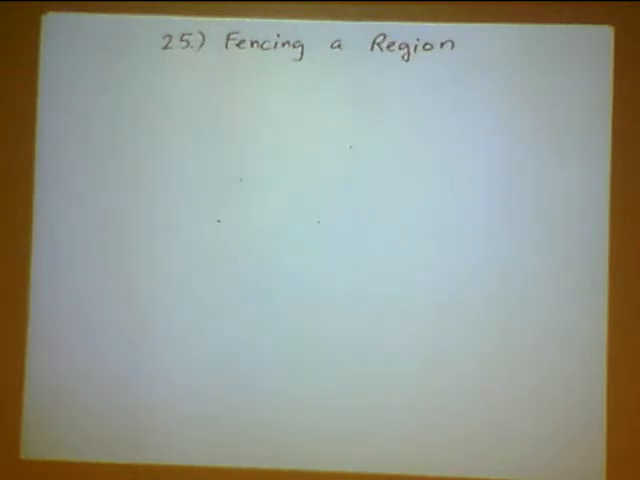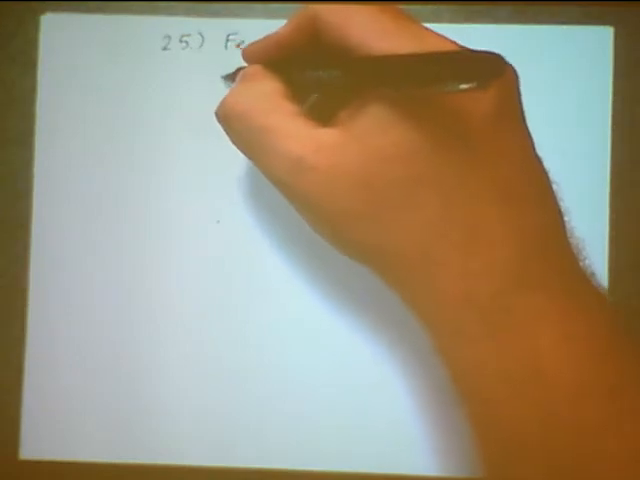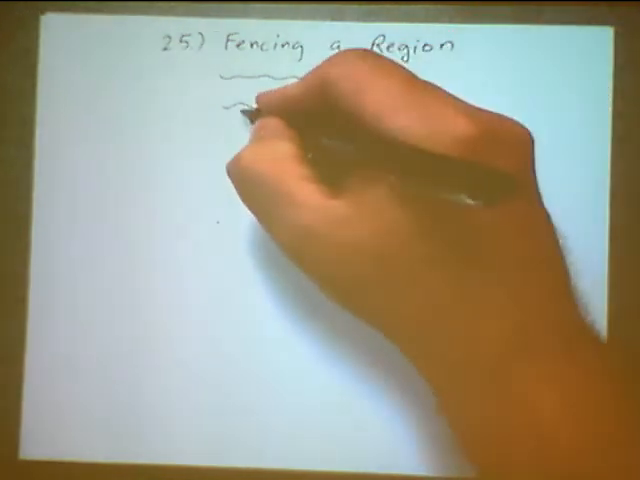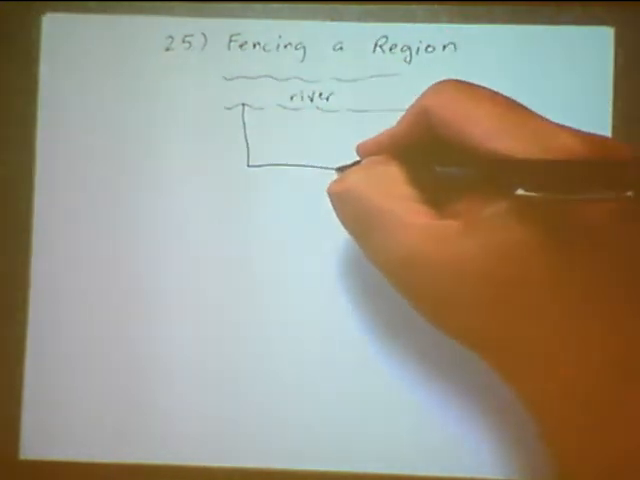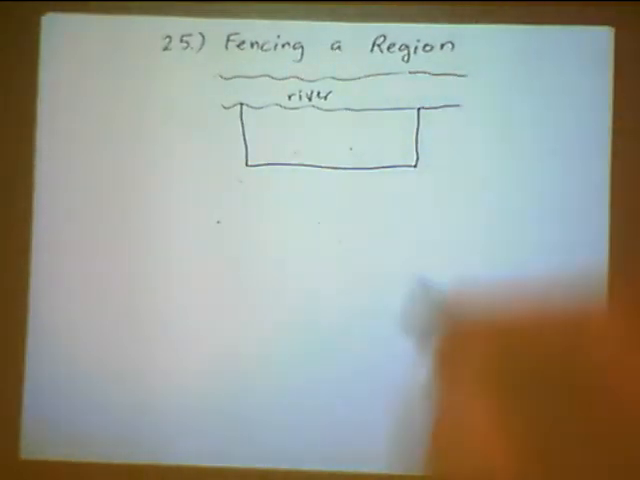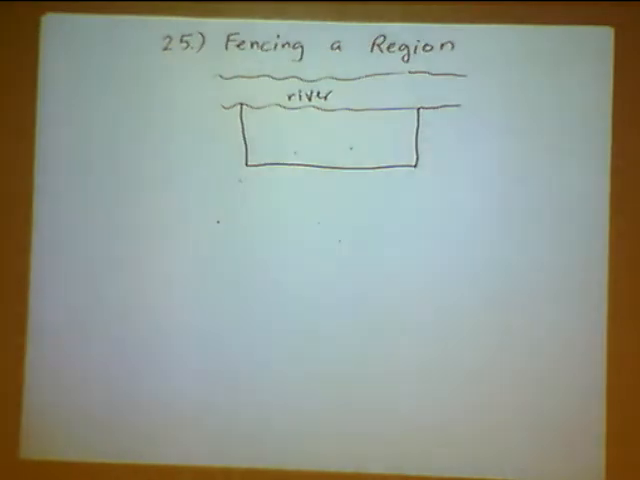Find the area of the region if the length of the side parallel to the river bank is, and then they give three conditions. So let's just go ahead and try and draw a picture so we can begin to visualize what's going on. So here is like the river, and they're going to build a fence, or use a fence, to make a rectangular region with one side on the river.